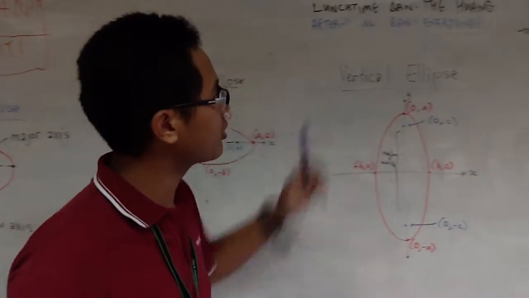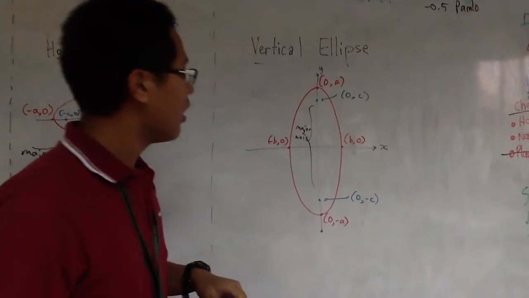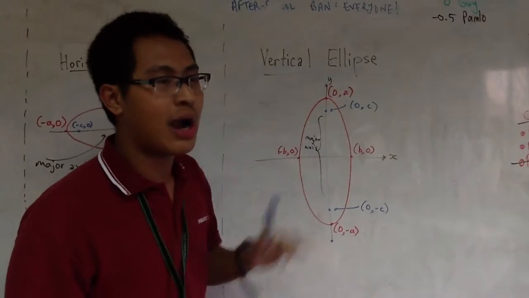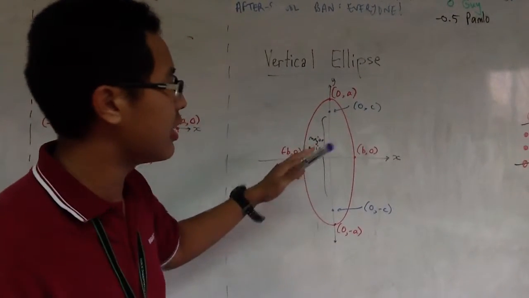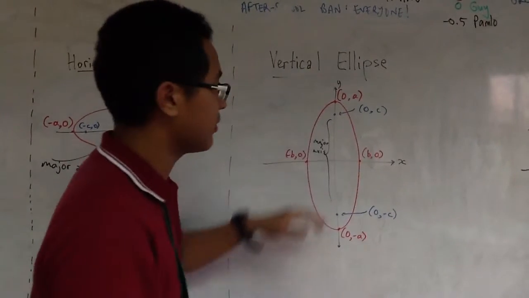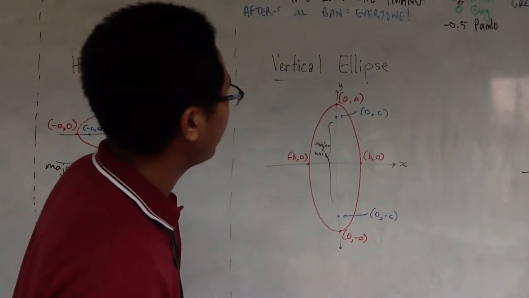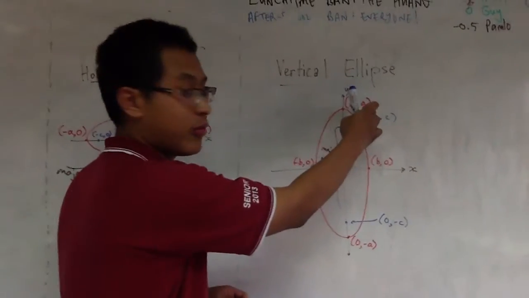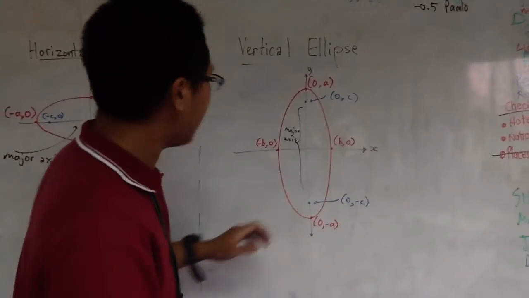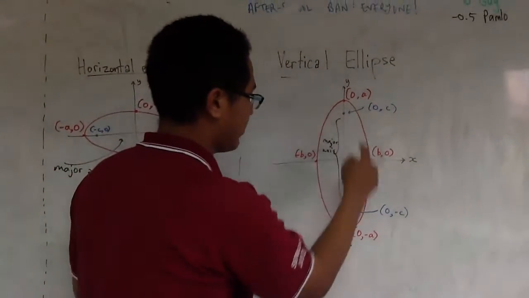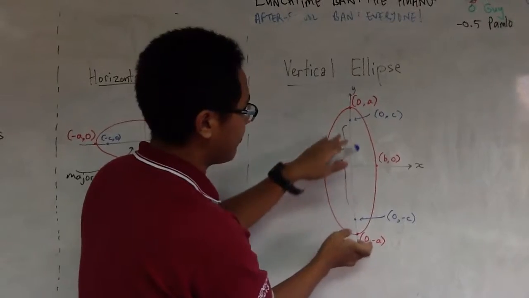Okay, next one we're going to look at the vertical ellipse. A vertical ellipse is an ellipse that has two focal points on the y-axis. So basically the y-axis here is the major axis, as you see here, because it is the bigger axis, as you can see on the diagram. So the distance from 0 to some point on the y-axis is A, over here. We use A to represent the major axis, by the way.